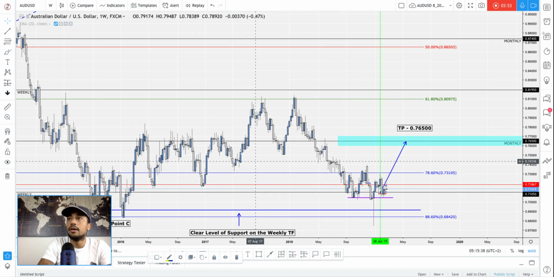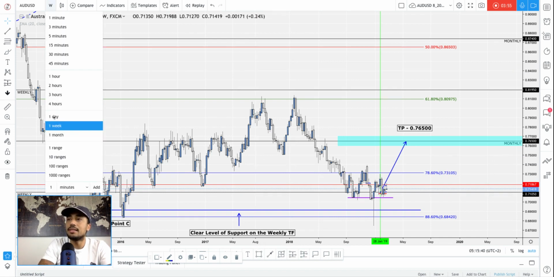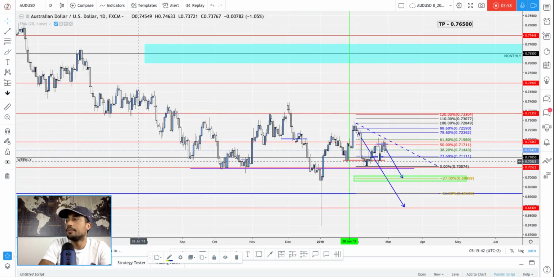Okay. Now let's go to the daily and see how it's looking. See how the candles are closing. So as we can see here, yes, these closed under here on the daily chart, but I was talking mostly about the weekly. Okay.